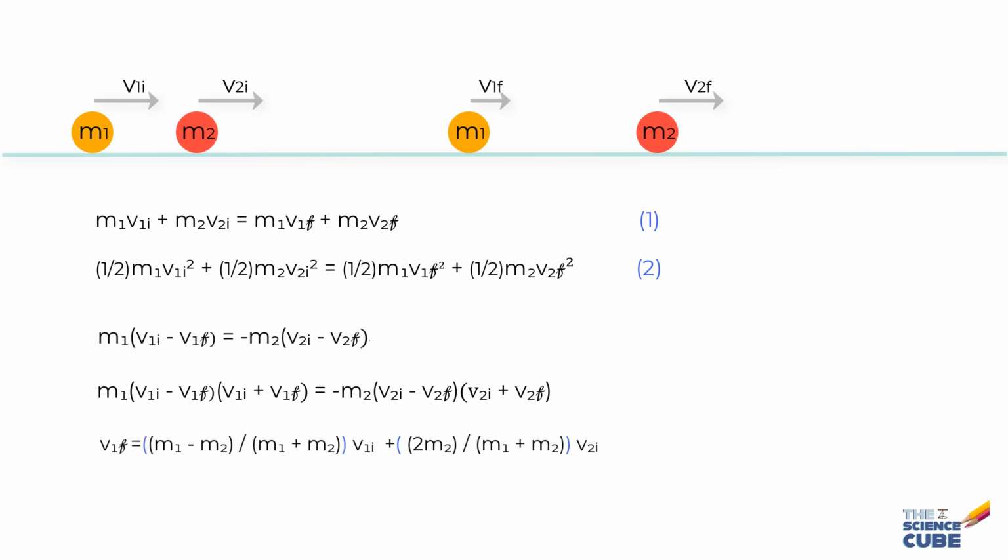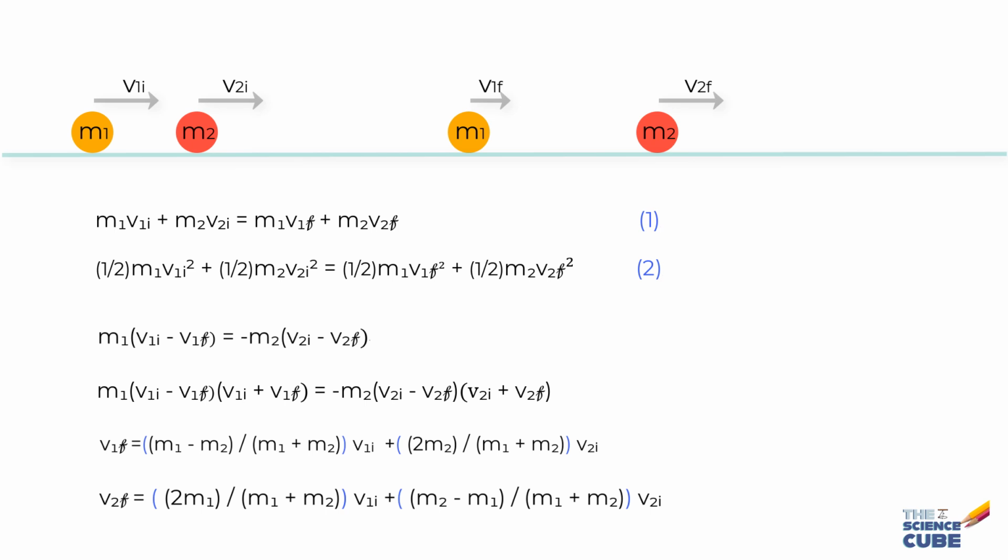v1 final is equal to (m1 minus m2) upon (m1 plus m2) into v1 initial plus 2m2 upon (m1 plus m2) into v2 initial, and v2 final is equal to 2m1 upon (m1 plus m2) into v1 initial plus (m2 minus m1) upon (m1 plus m2) into v2 initial.